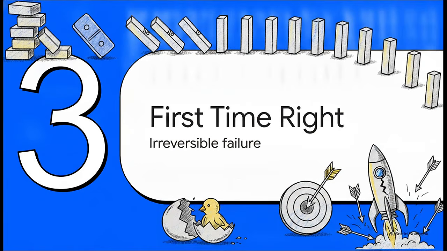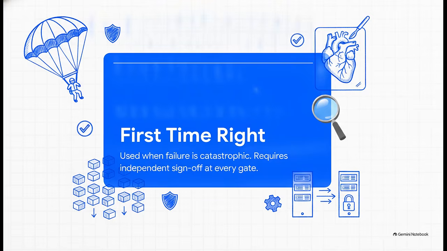All right, section 3, first time right. What to do when failure is irreversible. Okay, so what happens when the stakes aren't just a stalled car? What if they aren't recoverable? That's when you deploy the first time right process. Think about packing a parachute, right? Or performing open heart surgery, or migrating millions of bank accounts to a brand new server.